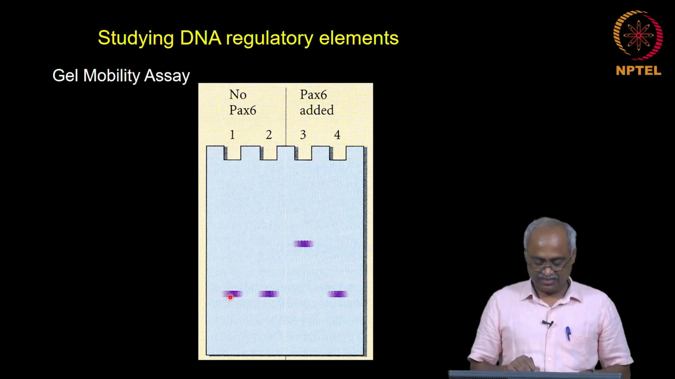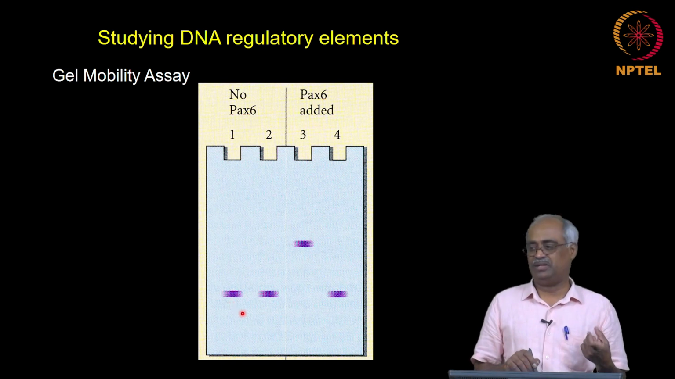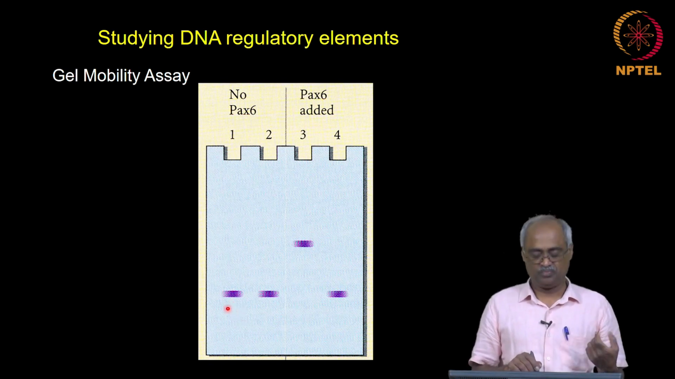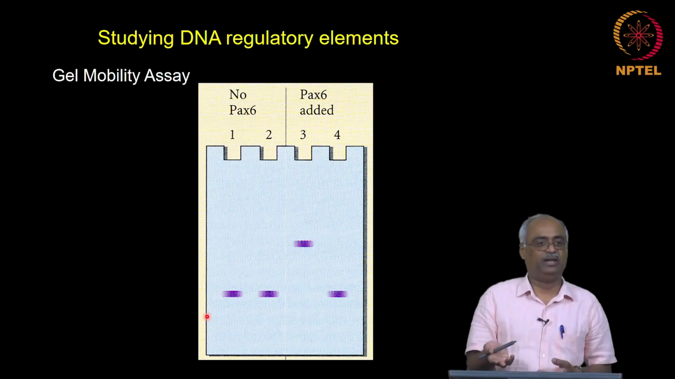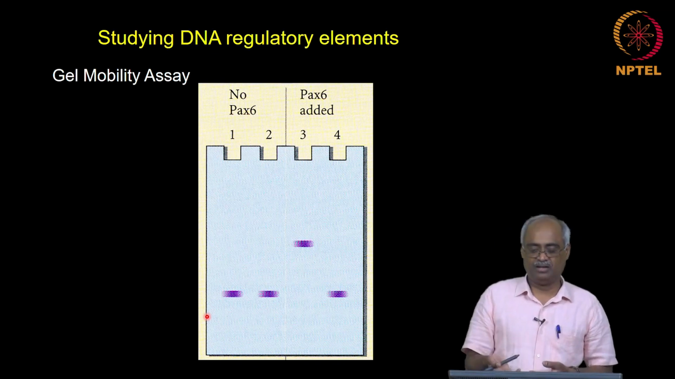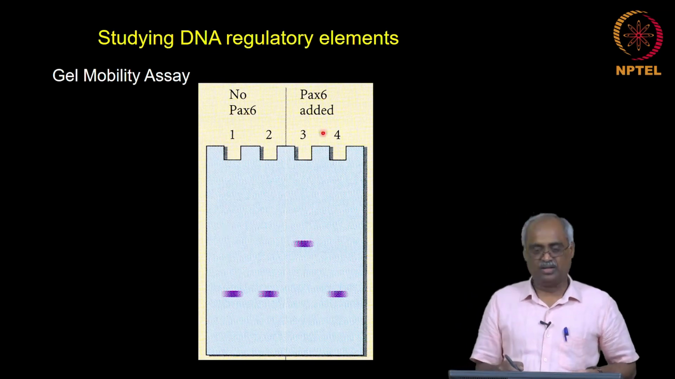So, you take a radio labeled version of the DNA fragment you want to test for whether it interacts with a given protein, then you incubate it with the protein. It may be either purified protein or a cell lysate where the protein may be present. So, you incubate with it and then you run it on a gel.